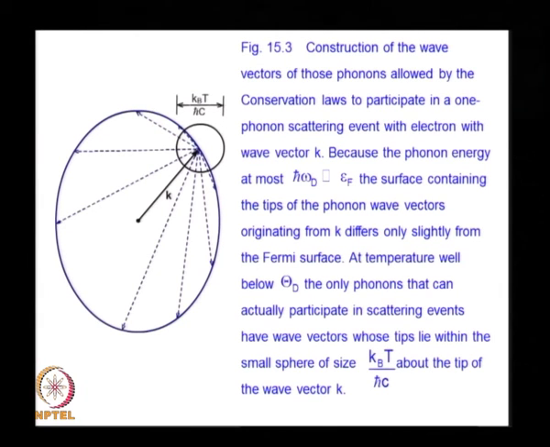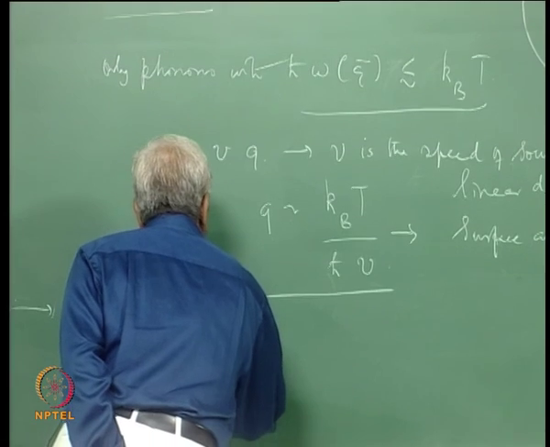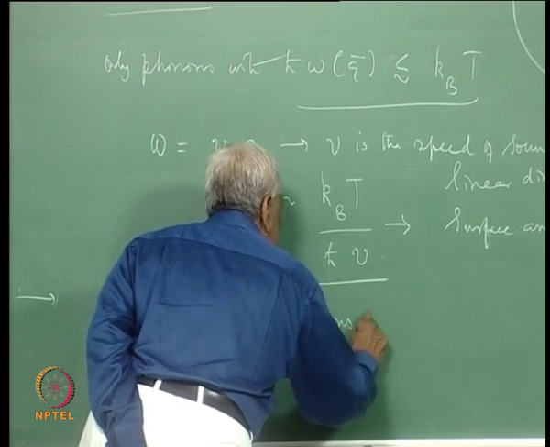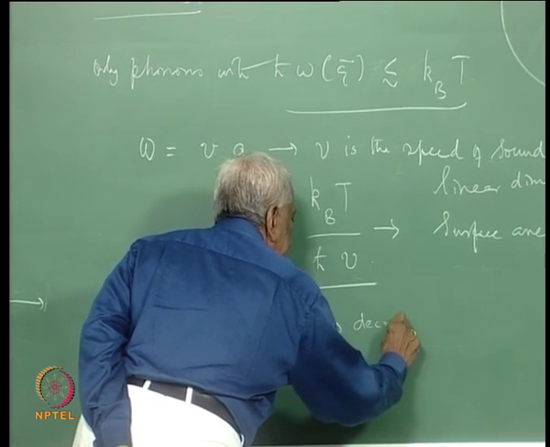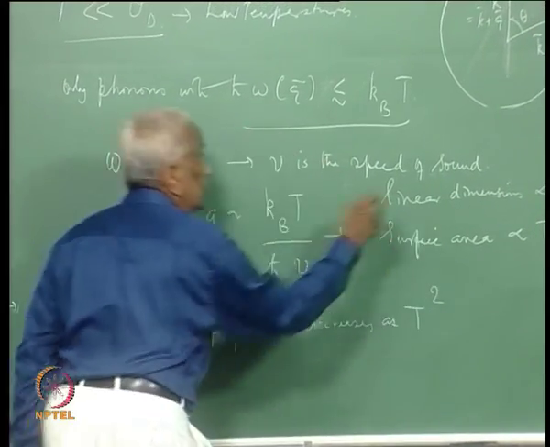This is shown in the next figure, where you have the wave vectors of those phonons allowed by the conservation laws to participate in a one phonon scattering event with the electron whose wave vector is k. So, this is shown in this figure, and therefore, the number of phonons decreases as T square because of this.